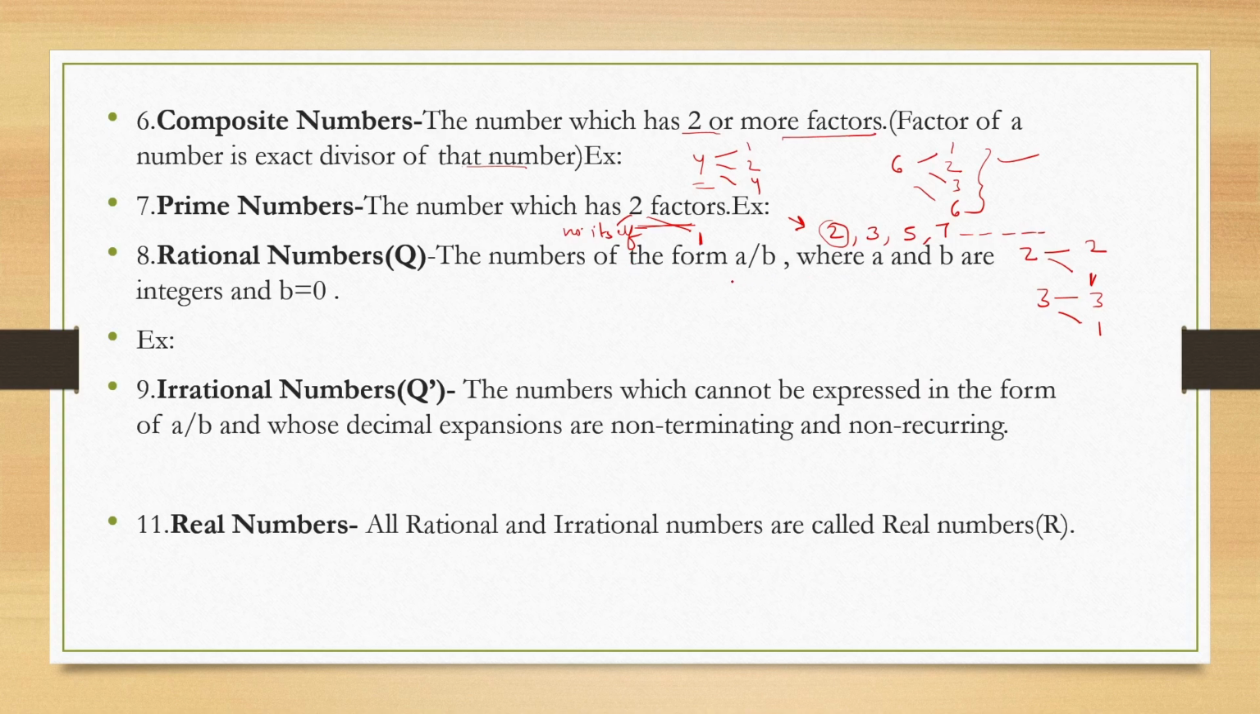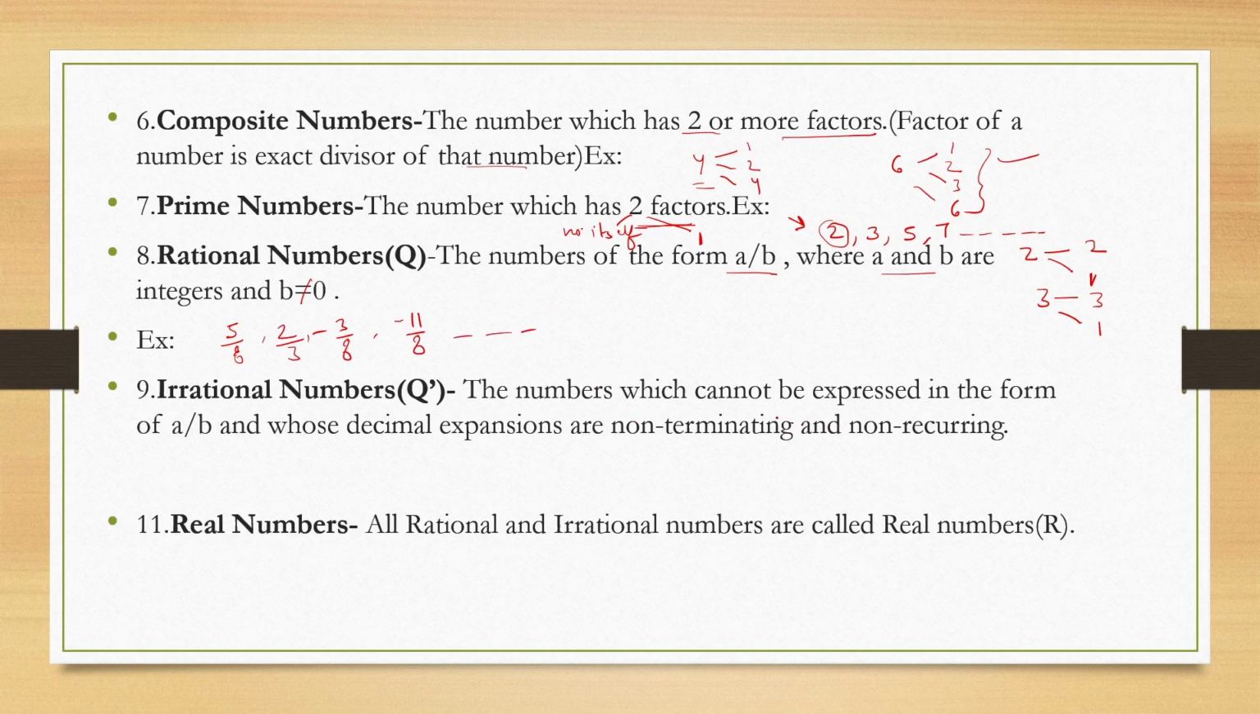So rational numbers: numbers of the form a upon b, where a and b are integers and b is not equal to 0. So those are called the rational numbers. Examples are 5 upon 8, 2 upon 3, minus 3 upon 8, minus 11 upon 8, all are examples of rational numbers.